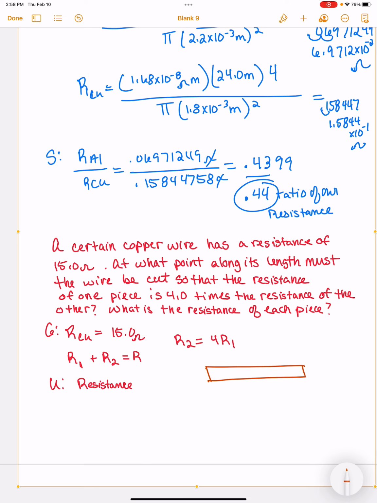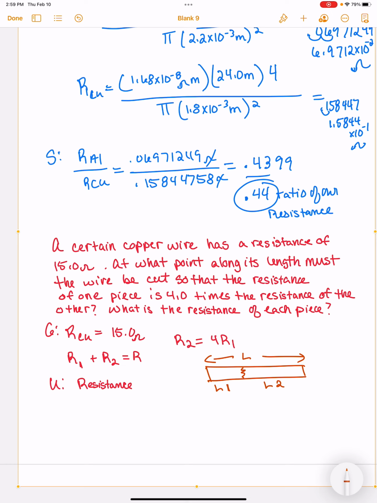Okay, at what point along its length must the wire be cut? So we're going to cut the wire, so the resistance of one piece is 4 times the resistance of the other. So we're going to have, this is going to be L1, this will be L2, and this whole thing is L. And so, if we want to know the resistance of each piece, actually, let's go ahead and do the first question first, which says at what point along the length must it be cut?